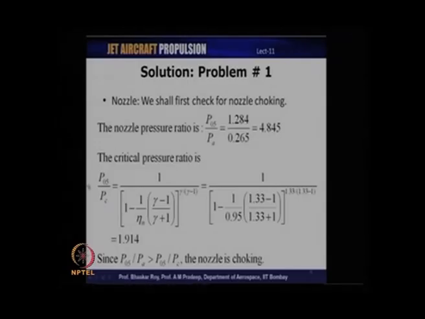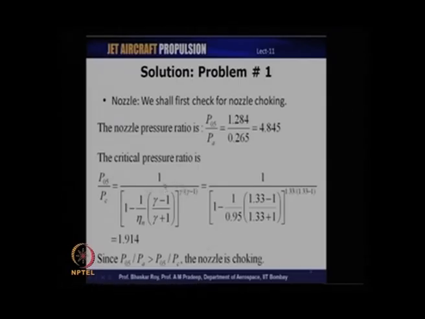And what is the critical pressure ratio? That is P05 by PC. How do we calculate this critical pressure ratio? This is basically calculated by equating Mach number equal to 1. And so from isentropic relations we should be able to calculate the critical pressure ratio. But in this case we have been given a nozzle efficiency as well. So there is a nozzle efficiency that also comes into the picture here. So this can be derived either from the nozzle efficiency definition or from the pressure ratio definition.